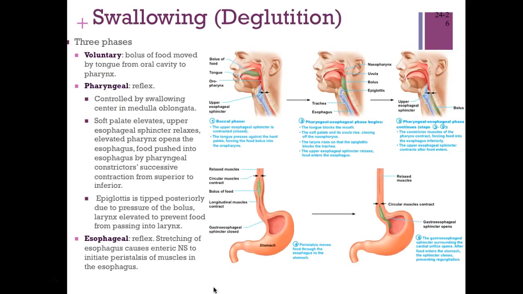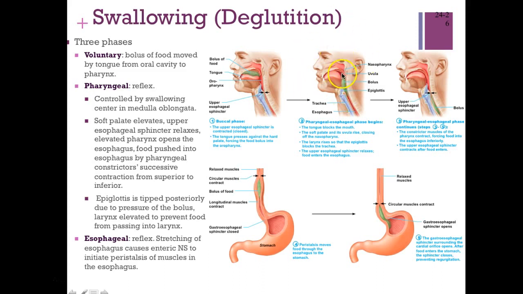So now let's talk about our three phases of swallowing. Remember, another term for swallowing is deglutition. So our first phase is voluntary. The bolus food is going to be moved by our tongue from our oral cavity into our pharynx. Once we get into our pharynx, we know that the upper portion is made up of skeletal muscle, and then the inferior portion is smooth muscle. So this is more of a reflex at this point that is controlled by the medulla oblongata.